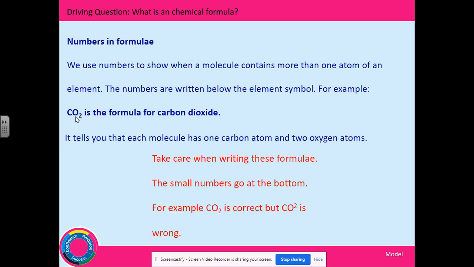Take care when writing these formula. The small numbers go at the bottom, for example, in CO2. This way is correct. However, if you write the small number at the top, it will be considered to be incorrect. So always remember, the subscript numbers go to the bottom of a symbol.